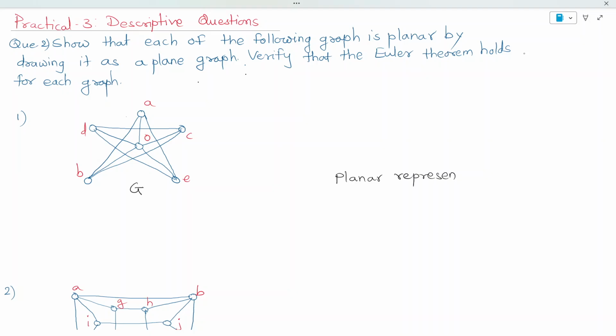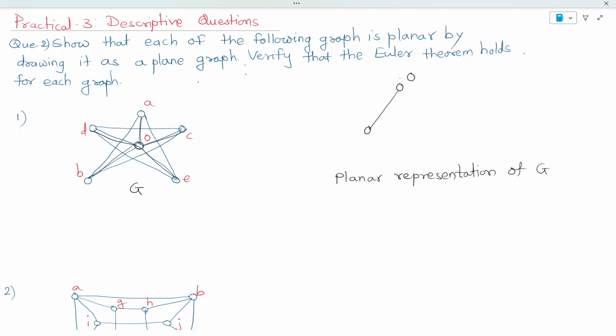What is a planar graph? A graph is planar if any two edges do not intersect in the interior. So we have A, B, C, D, E and O. These are 6 vertices. First I am drawing vertex O and joining it to A, B, C, D and E, because vertex O is adjacent to all of these vertices.